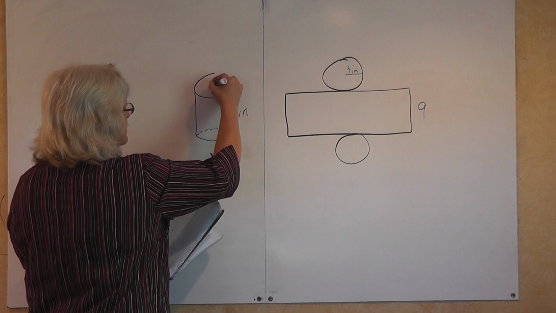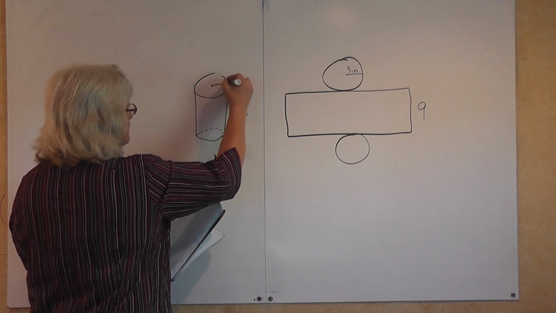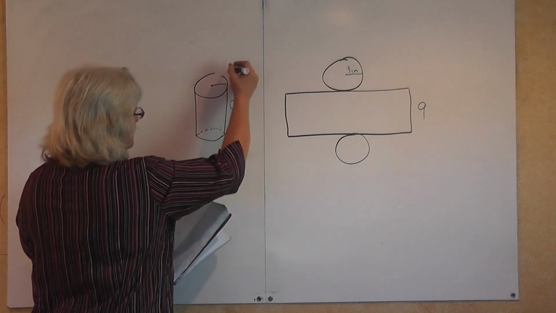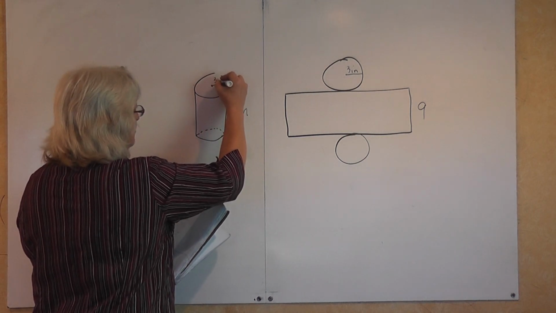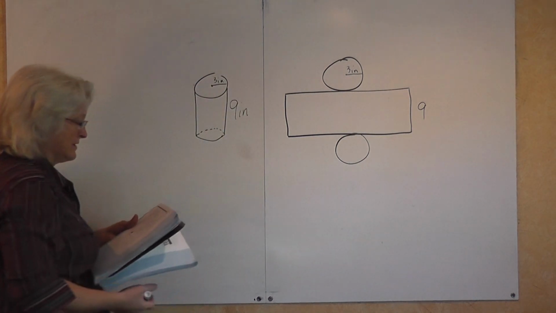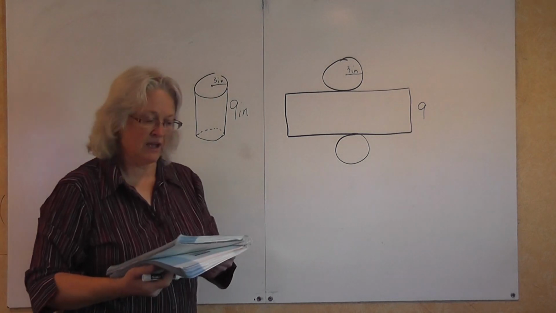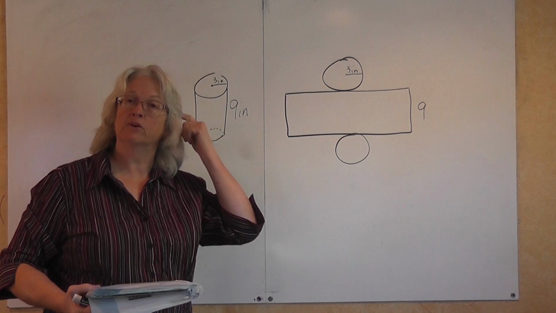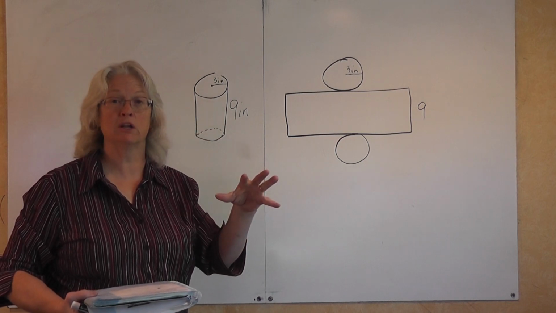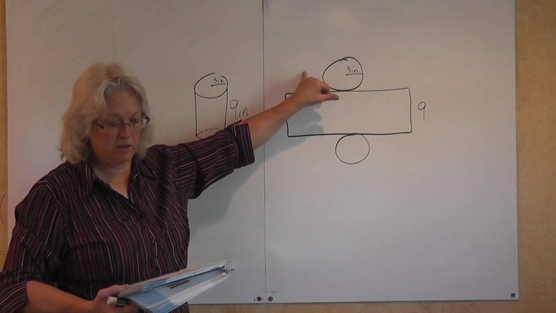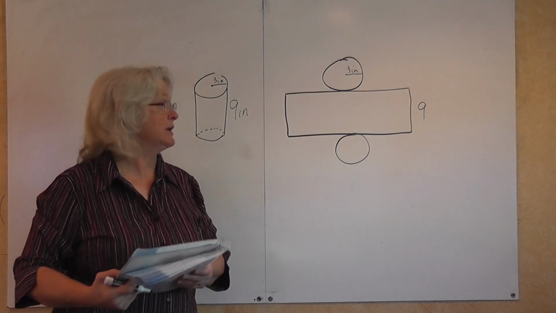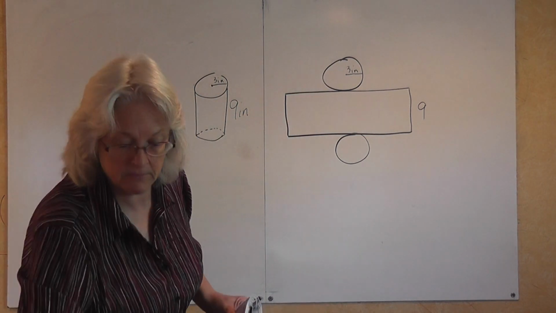And they tell us that the radius of this circle is 3 inches. Remember, radius is half the diameter. And we're going to have to find the area of the base. That's an easy thing for us to do. Do you remember what the definition is to find the area of a circle? Well, the area of a circle is pi r squared.